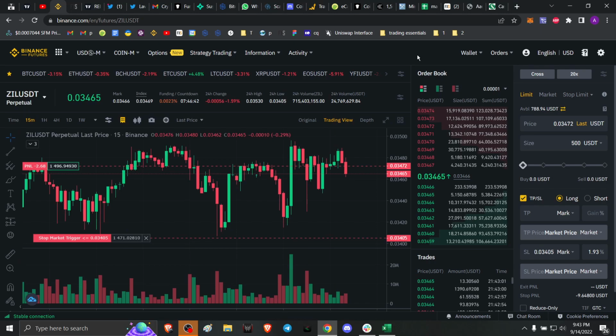And the way you look at risk is not the amount of money you're entering to trade the position, but the amount of money you will lose if the trade goes against you. It's as simple as that.